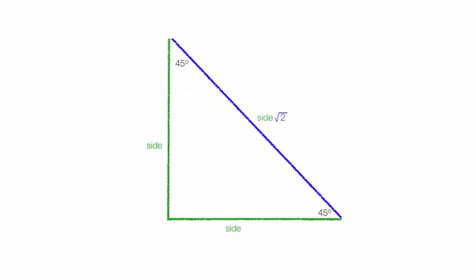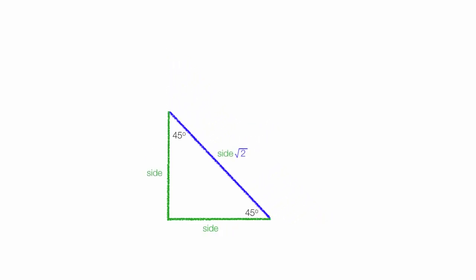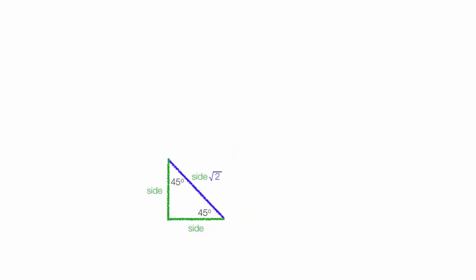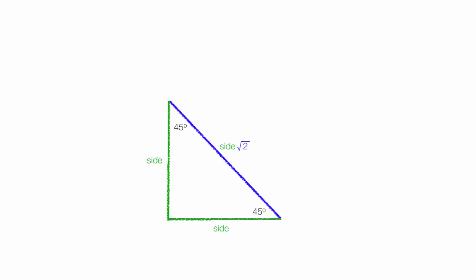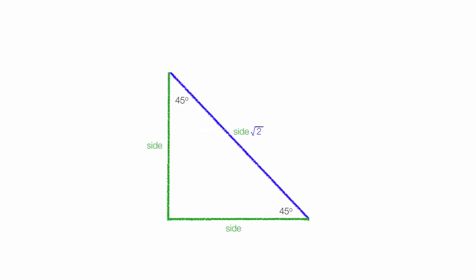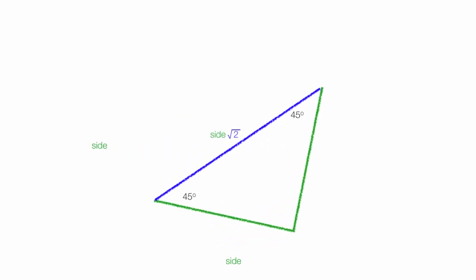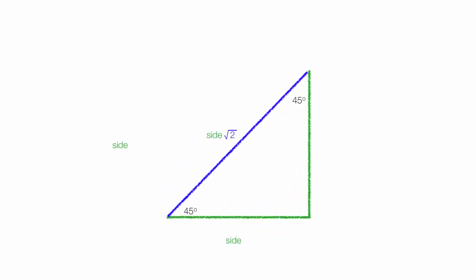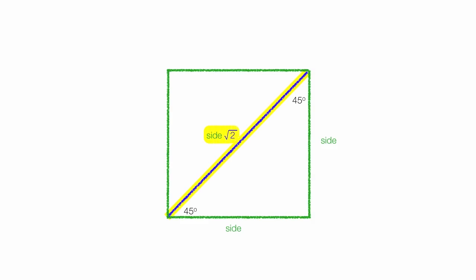It doesn't matter how big or how small that triangle is, the hypotenuse of the blue line is always going to be one of the sides times the square root of 2. I can even rotate the triangle, and it's still one of the sides times the square root of 2. I can draw in the other two sides, and the diagonal of a square is always going to be one of the sides times the square root of 2.